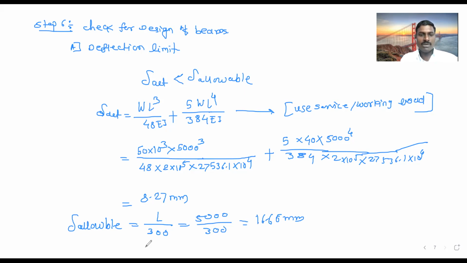Delta actual is less than delta allowable. 8.27 is less than 16.66. It means whatever load is coming on the beam, for this load, a 50 kilonewton point load and 40 kilonewton per meter UDL, the delta actual will be 8.27. But how much is permissible or allowable? As per this formula, L by 300, so 16.66.